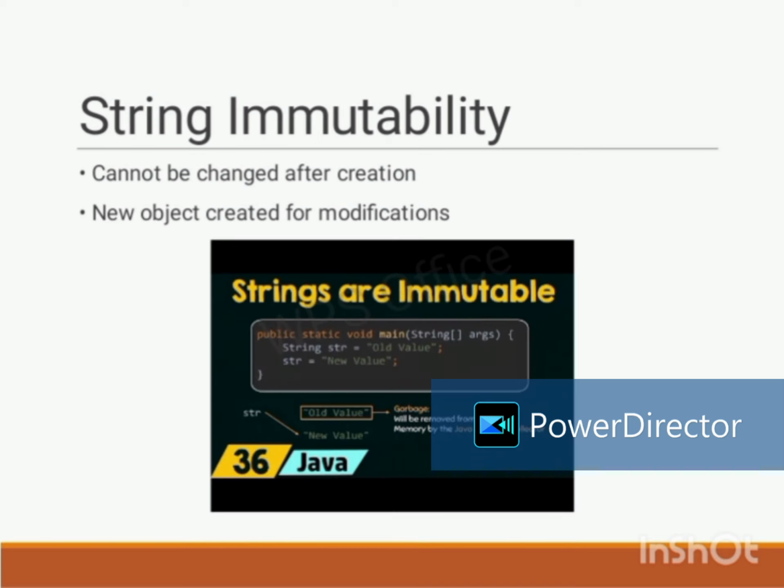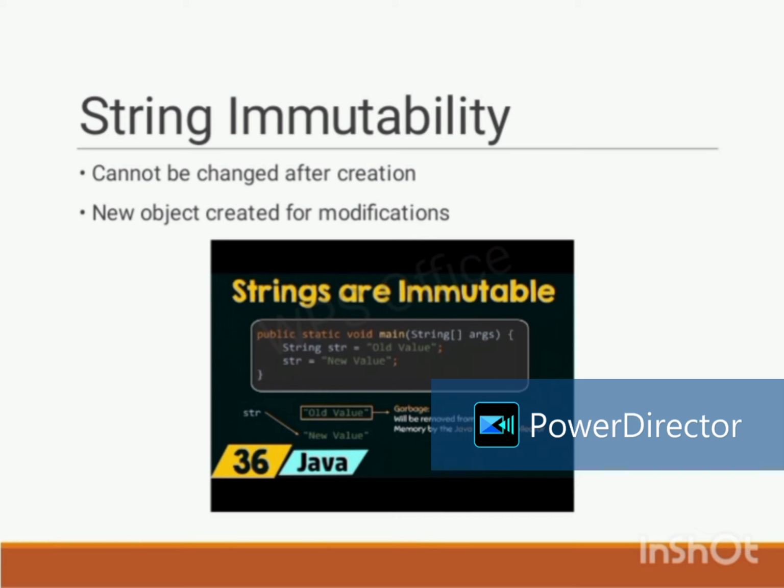String immutability. One of the most important concepts in Java string handling is immutability. Immutability means that once a string is created, its value cannot be changed. Any operation that seems to modify the string, like concat, replace, or substring, actually creates and returns a new string object. Why is this a good thing?